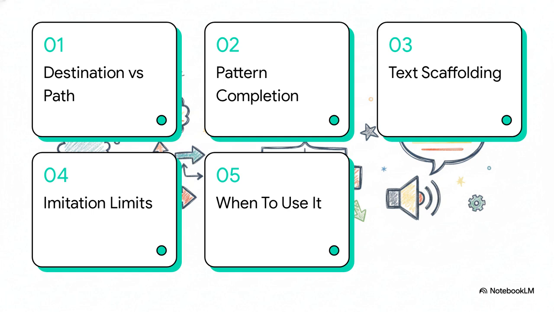So, here's what we're covering today. Think of this agenda as our own little scaffolding. We'll start with the destination versus the path, look at the mechanics of the pattern completion machine, build some text scaffolding, discuss why imitation isn't understanding, and finally, wrap up with exactly when you should be using this technique.